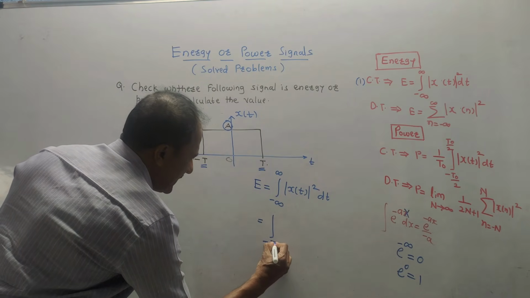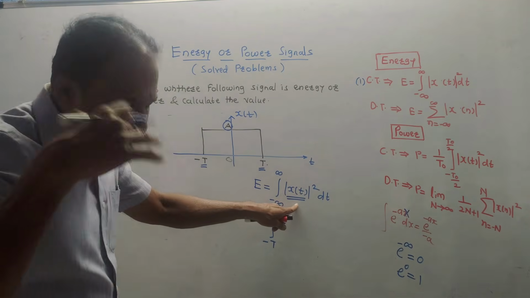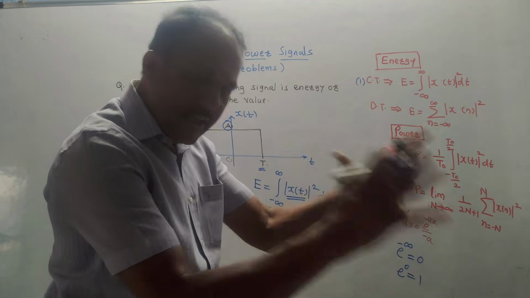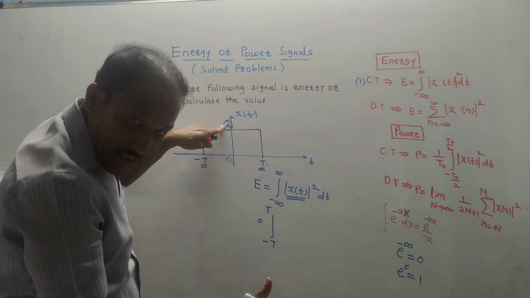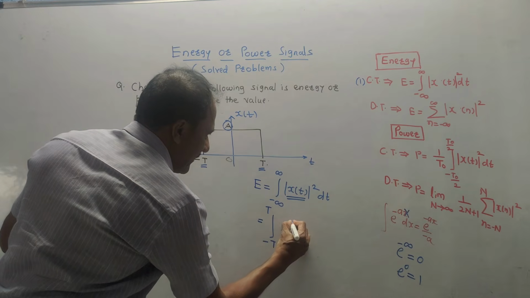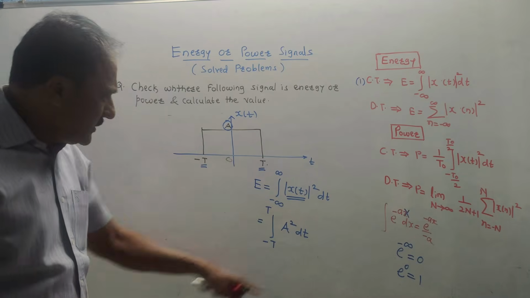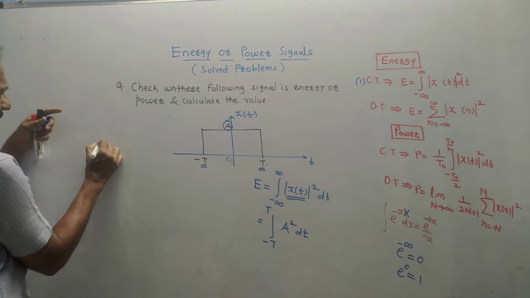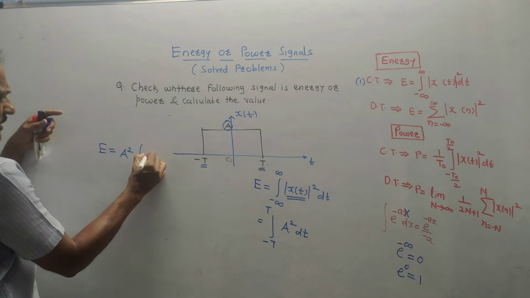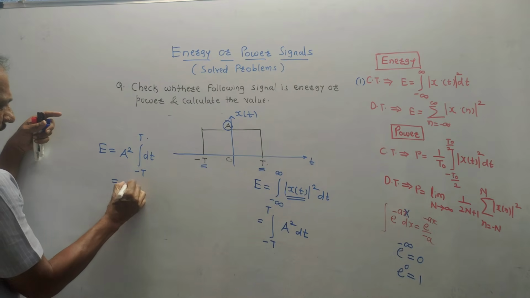So let us make the changes. I will change the limits and write them as minus T to plus T. This is mod x of t square. Again the same logic: mod is just used to make a negative amplitude positive. Amplitude is not negative, so I am not considering mod, and it is square, so it becomes A square dt. Now A is by default a constant, so it can be taken out of the integration: A square integration dt, limits minus T to plus T.